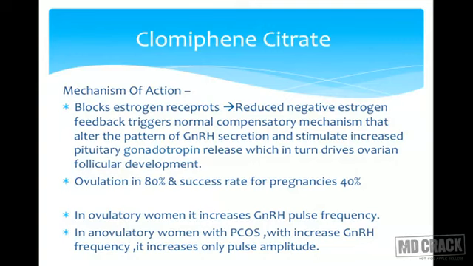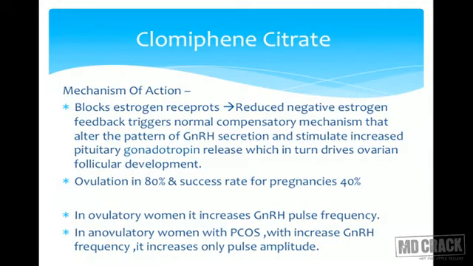It blocks the estrogen receptors and thus causes more stimulation of GnRH, thus leading to pituitary secretion of gonadotrophins and thus selection of follicle, and there would be 2 or 3 follicles getting selected. Ovulation is possible in almost 80% of the patients on clomiphene citrate. Success rate of pregnancies is around 40%.